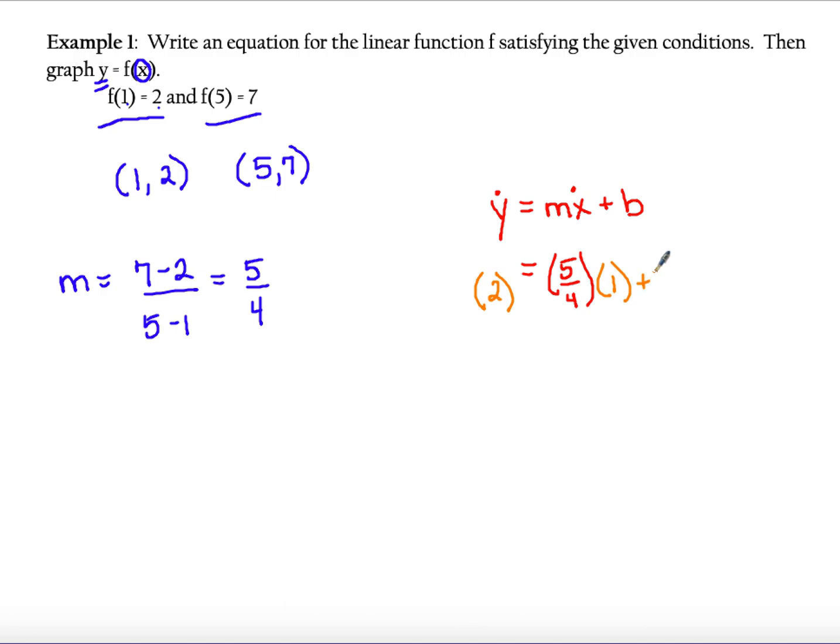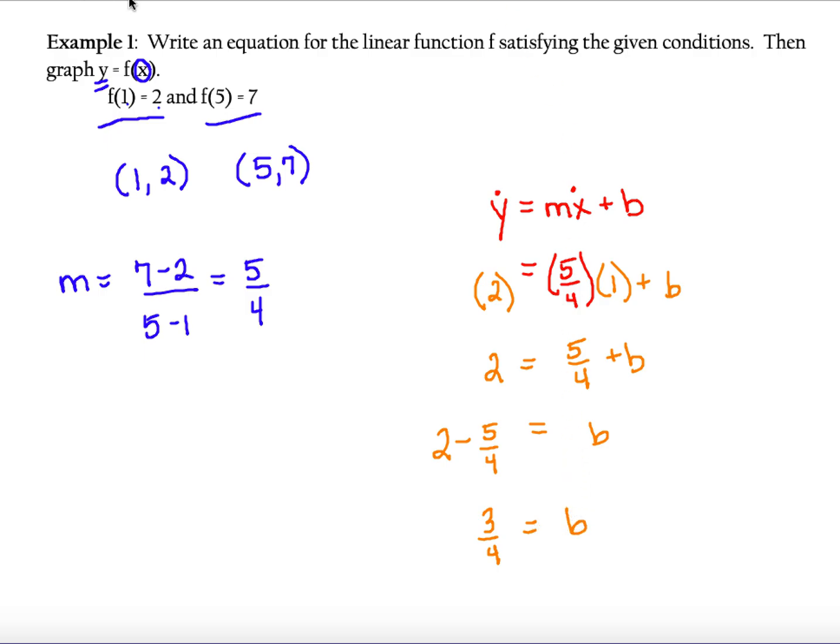If I don't have a calculator, I usually like to pick the one that's going to be easier to do the mental math on, but with a calculator, you can pick either point that you like. Of course, looks like I get 2 equals 5/4 plus b. Solve for b means I'm going to subtract that 5/4. And 2 minus 5/4, that's going to give me 3/4 altogether for my value of b.